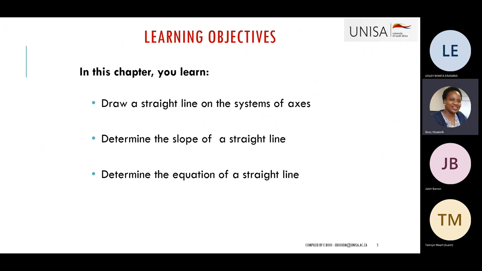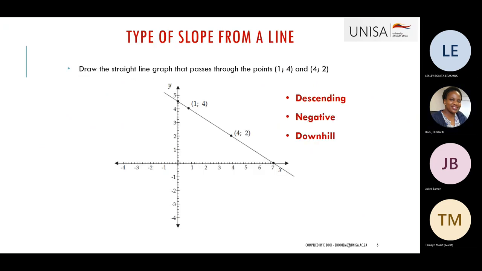We need to determine the slope of a straight line as well as the equation of that straight line. A straight line is just the line that you draw. Anyone knows what a straight line is? I don't have to explain that. You just need 2 points, and those 2 points have coordinates.